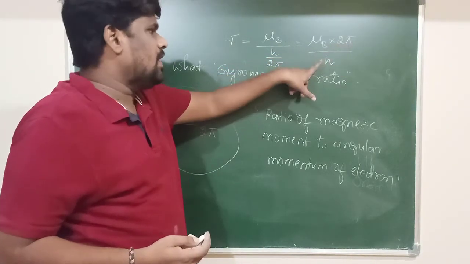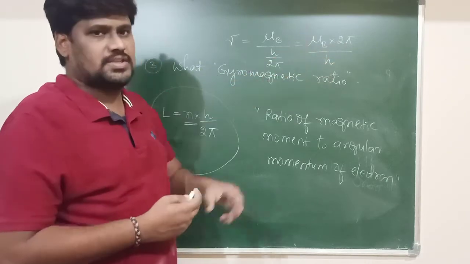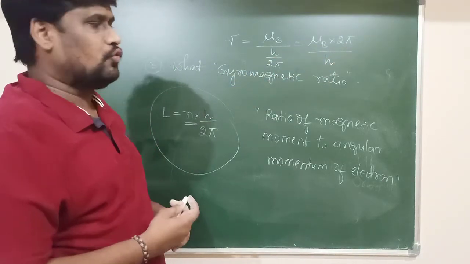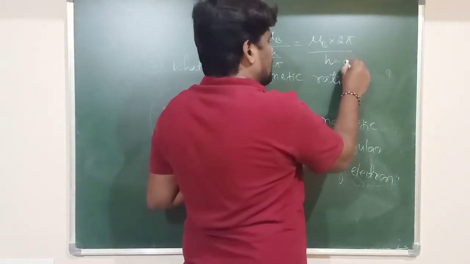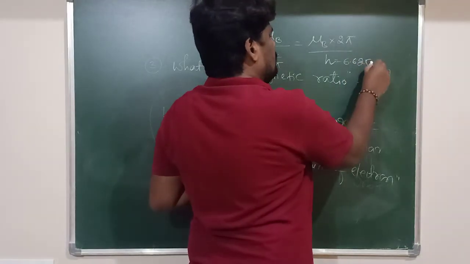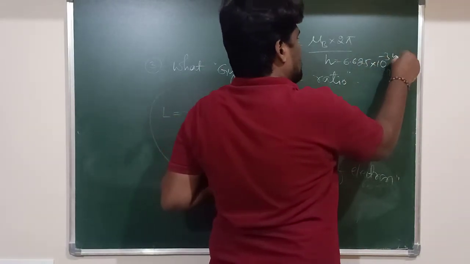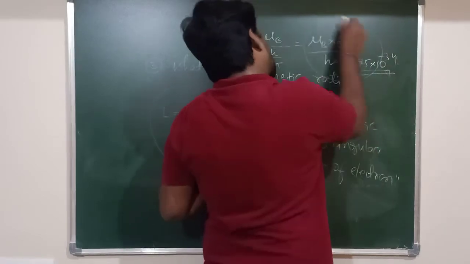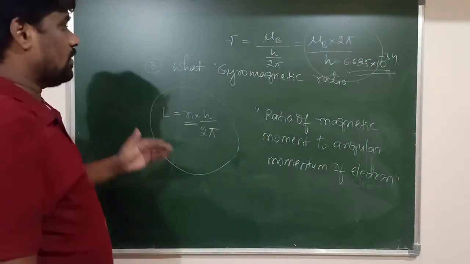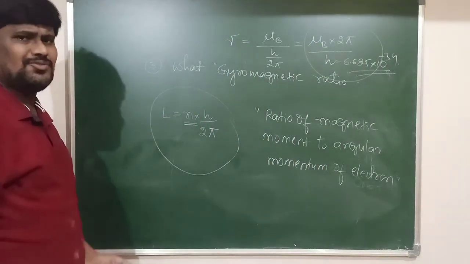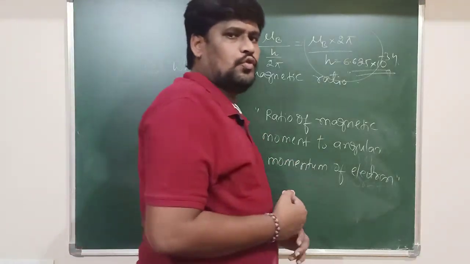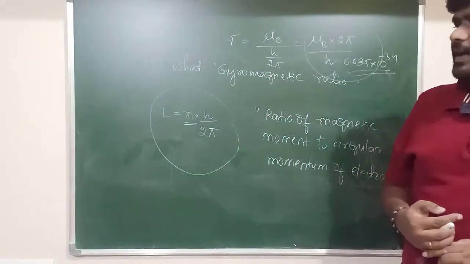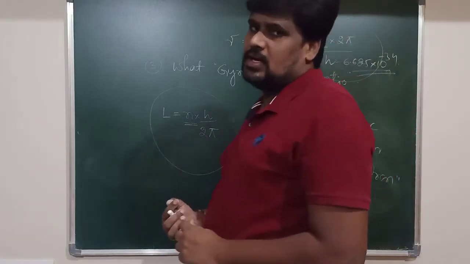Substitute the value of pi and substitute the value of Planck's constant, h. What is the value of h? 6.625 into 10 to the power minus 34. If you substitute and calculate, you will get the value of the gyromagnetic ratio. That's not necessary here. Just focus on the definition of the gyromagnetic ratio. What is gyromagnetic ratio?